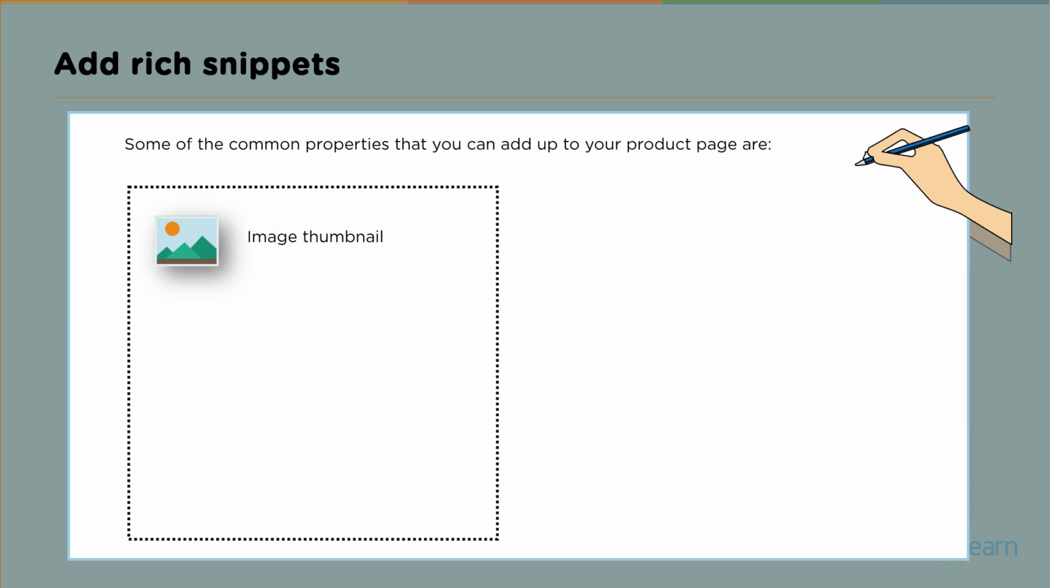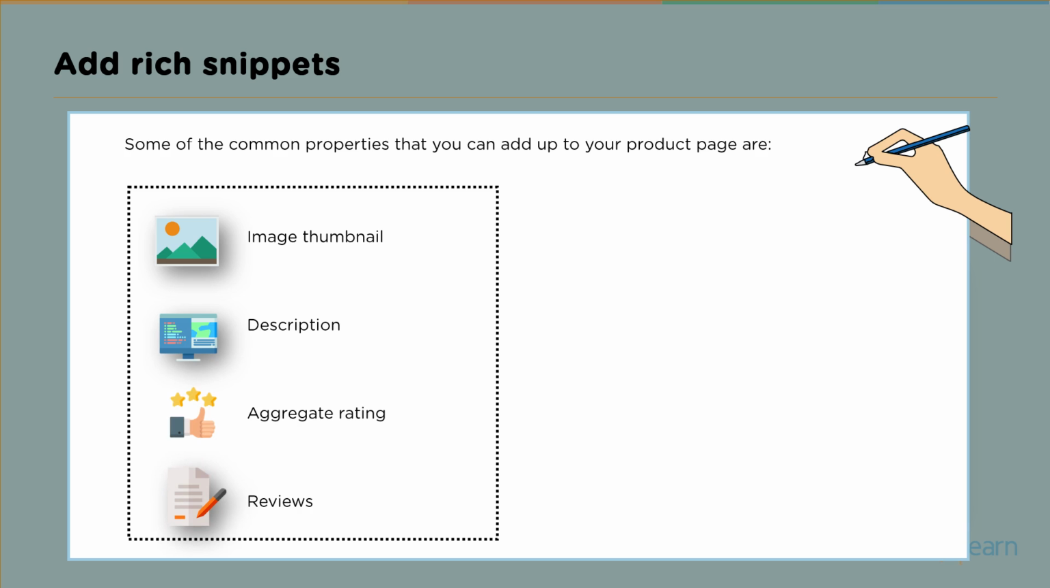For rich snippets, you could always start with images. Some of the common properties that you can add to your product page, or just a page itself, are an image. You can always start there. You can always add a description, you can always add ratings, and you can always add reviews. These are some of the most common attributes you can add as a rich snippet. If you add that, Google picks it up and is going to include that information in the search results.